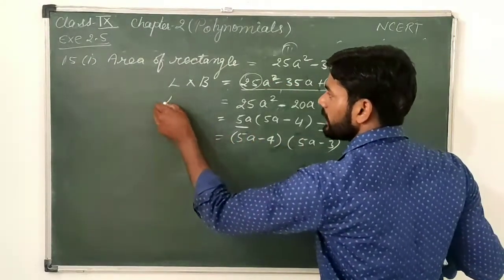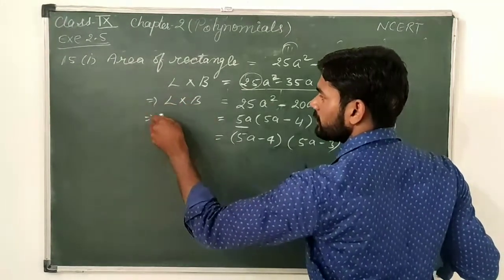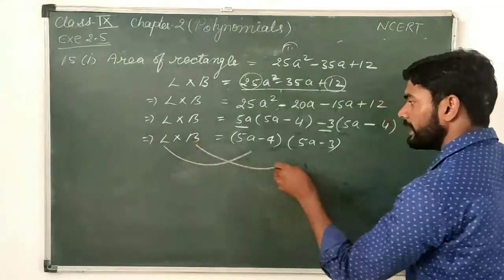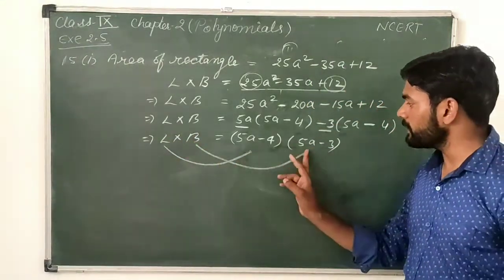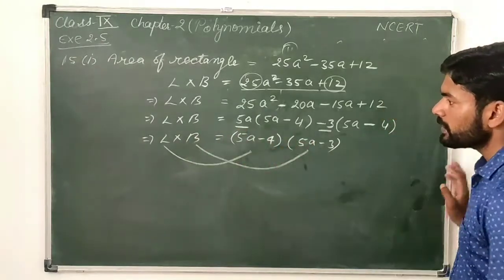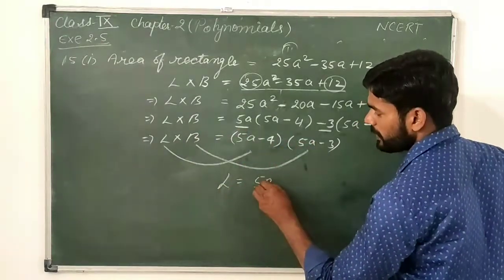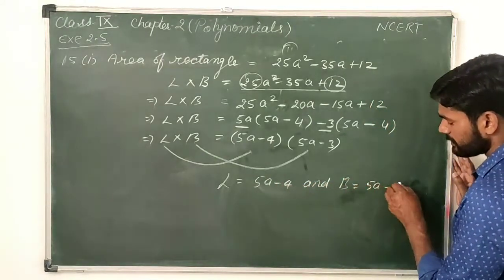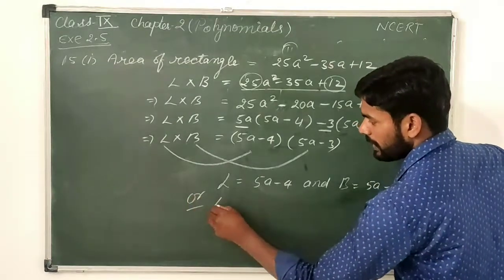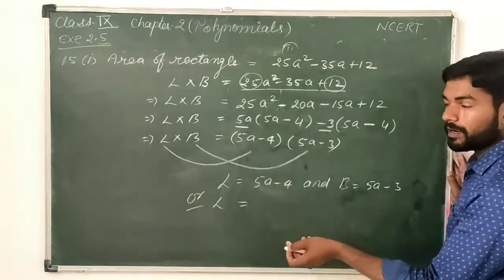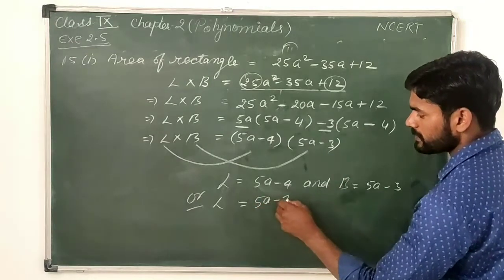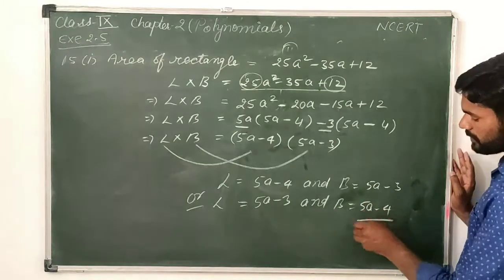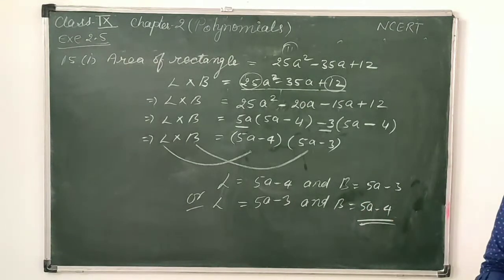So we can say that it is equals to length and it is equals to width. यदि ये लेंथ है तो ये ब्रेथ होगी, और यदि ये लेंथ है तो ये ब्रेथ होगी. So length is equals to 5a minus 4 and width is equals to 5a minus 3. और length is equals to, यदि ये लेंथ, क्योंकि नहीं पता ना हमें कौन सी है, 5a minus 3 and width is equals to 5a minus 4. So it is the answer of the first part of our question number 15.